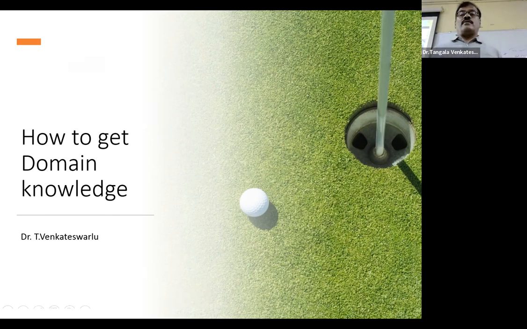Okay, how many of you know what domain knowledge is? Have you heard about this word, domain? Raise your hands. How many of you have studied DE, DDM, BBA, DCOM? What is domain? You have not seen this word anywhere?